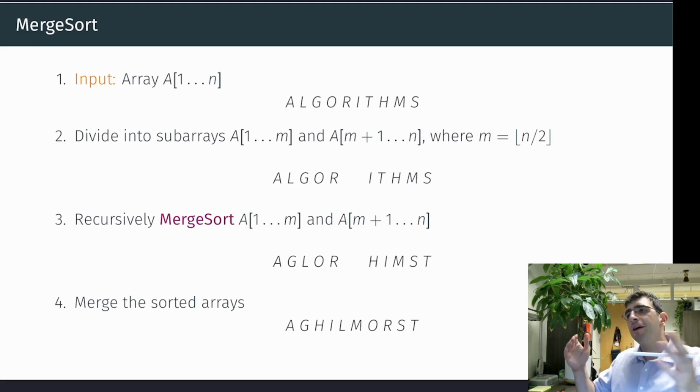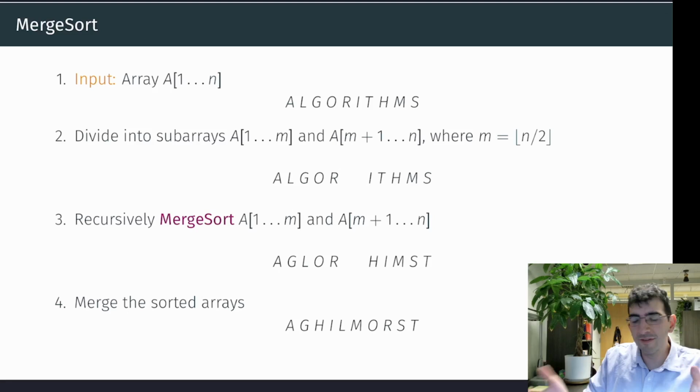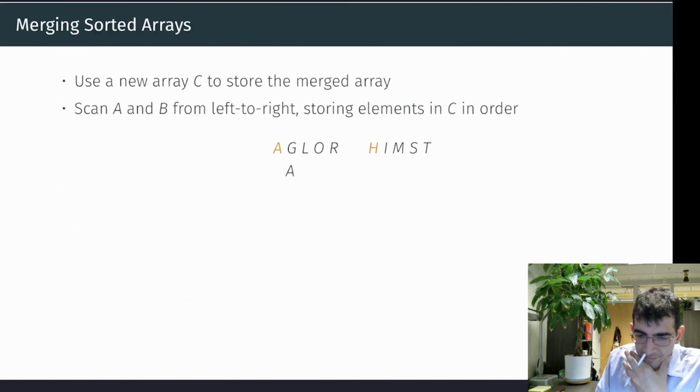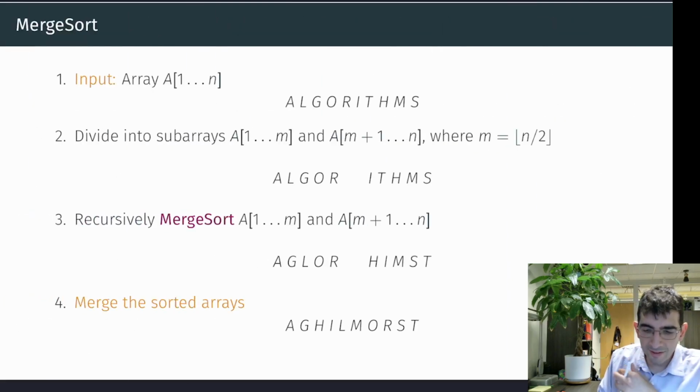So that's the merge sort that you know from Programming 101. That's the merge sort that you first learned recursion with. You probably learned this right after you learned bubble sort. So the question is, how fast does this algorithm run?